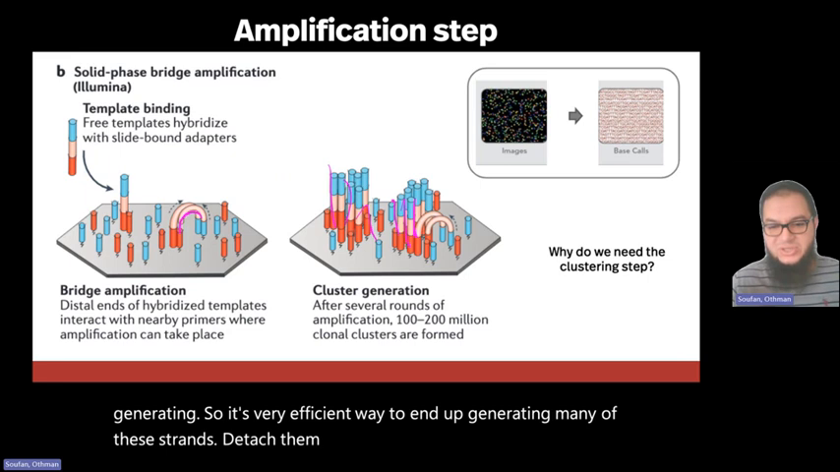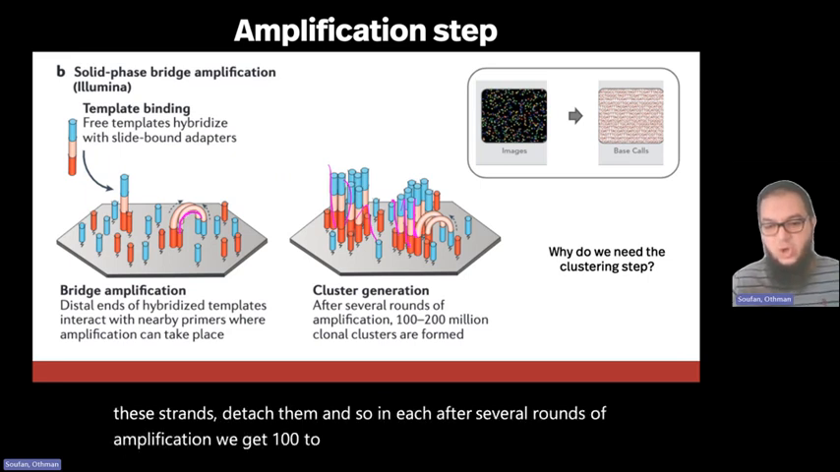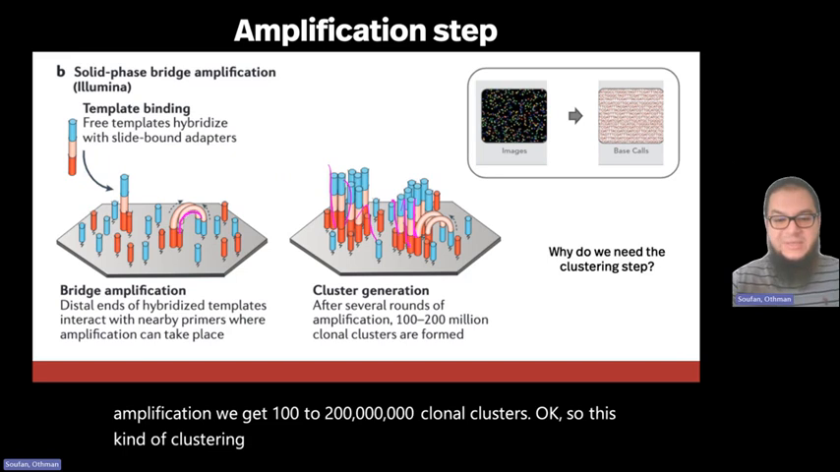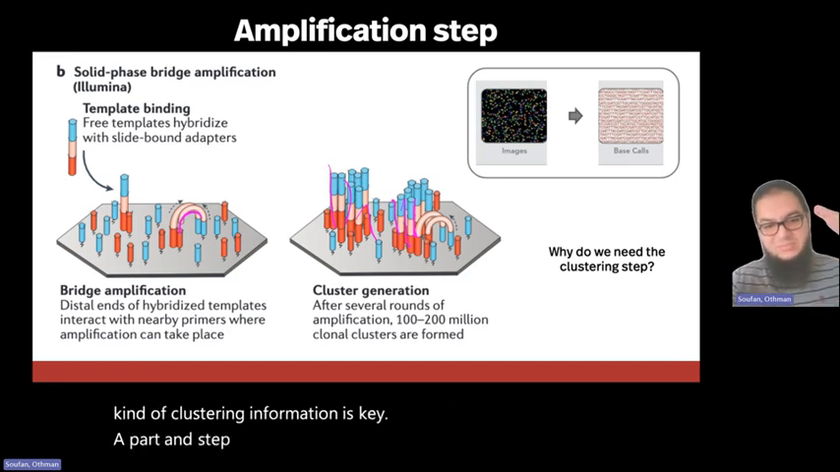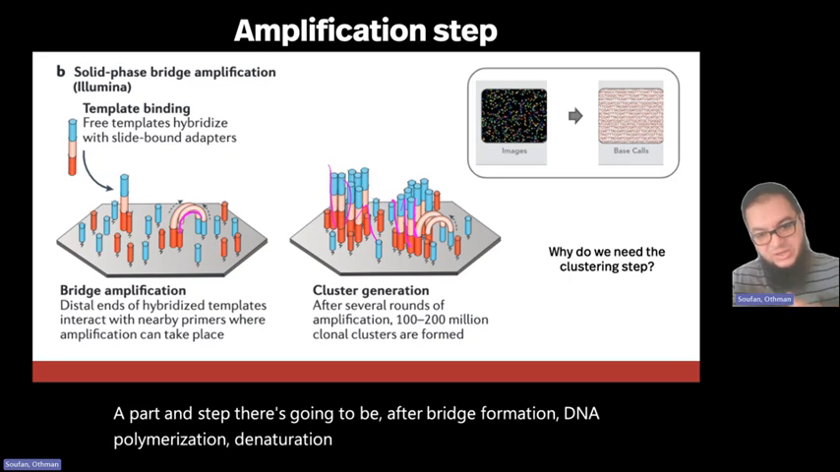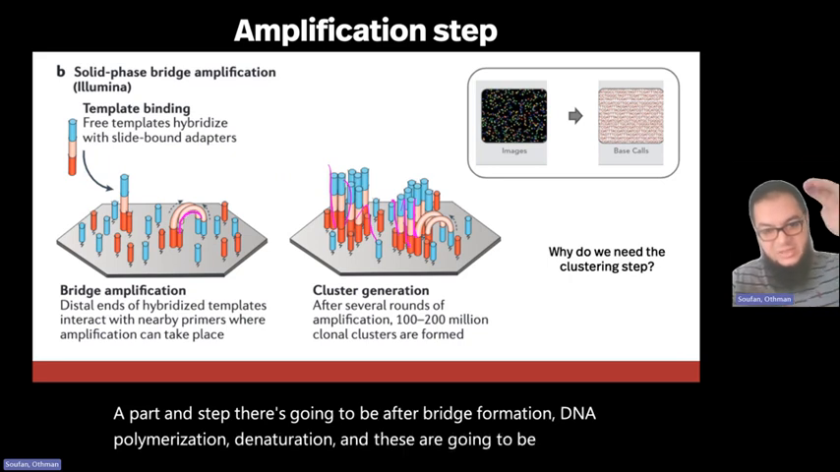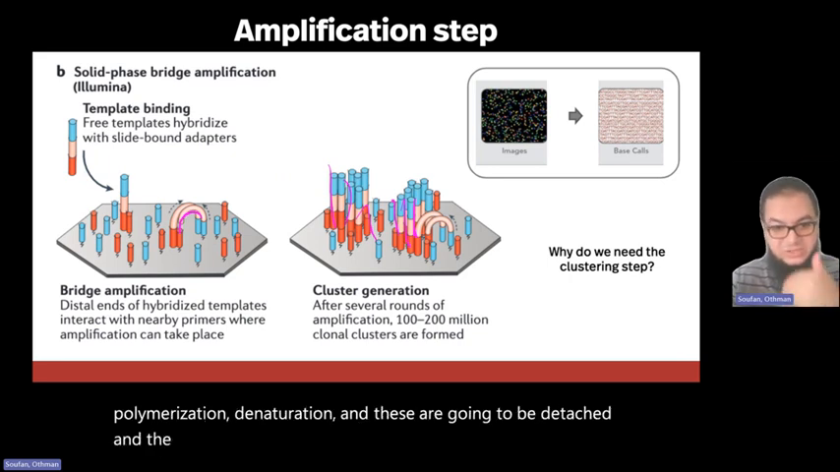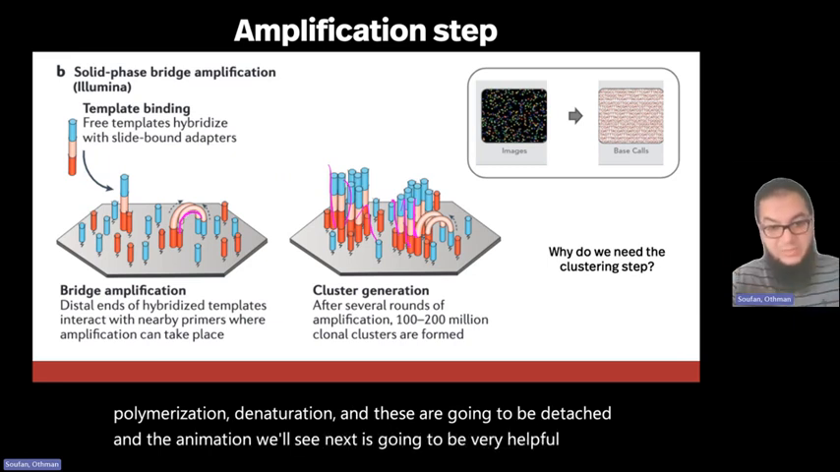And so, after several rounds of amplification, we get 100 to 200 million clonal clusters. This kind of clustering is a key part and step. After bridge formation, there's going to be DNA polymerization, denaturation, and then these are going to be detached. The animation we'll see next is going to be very helpful to see the whole step.